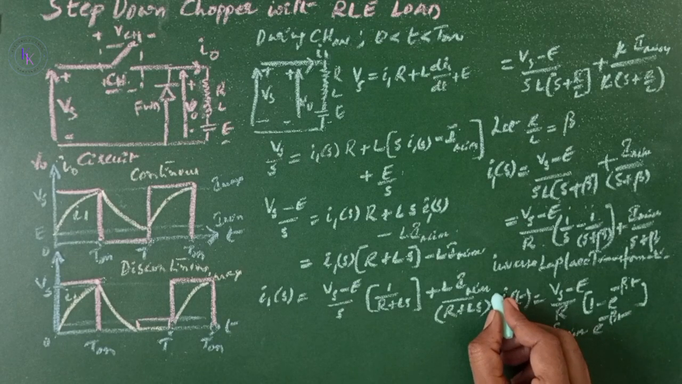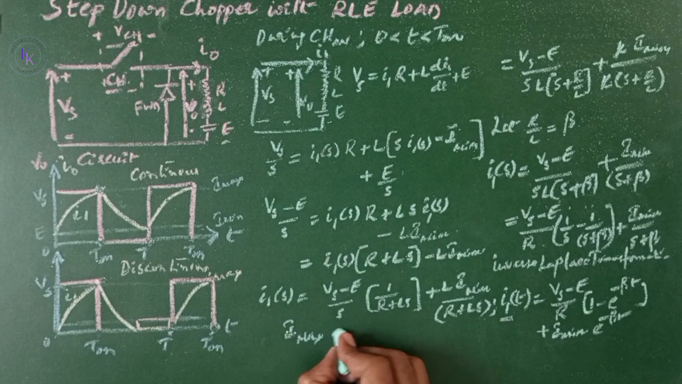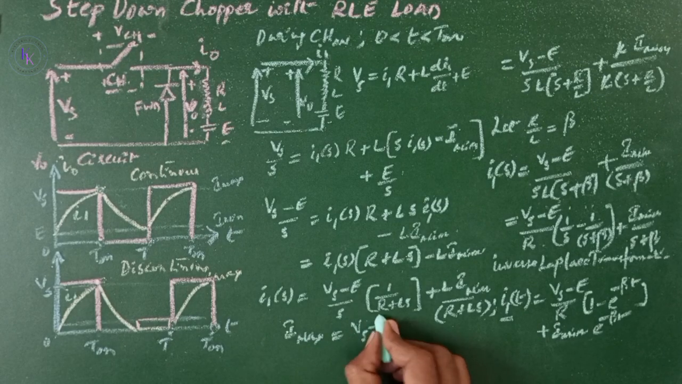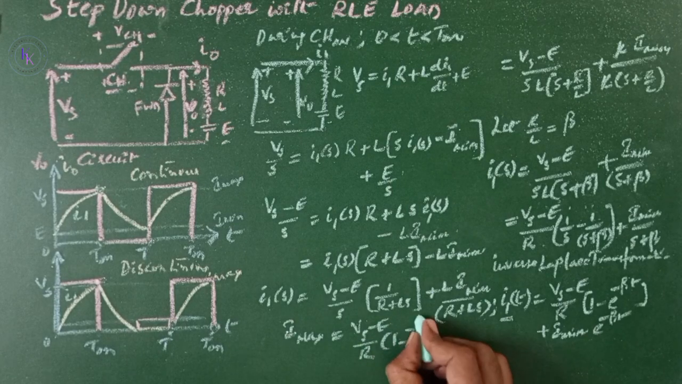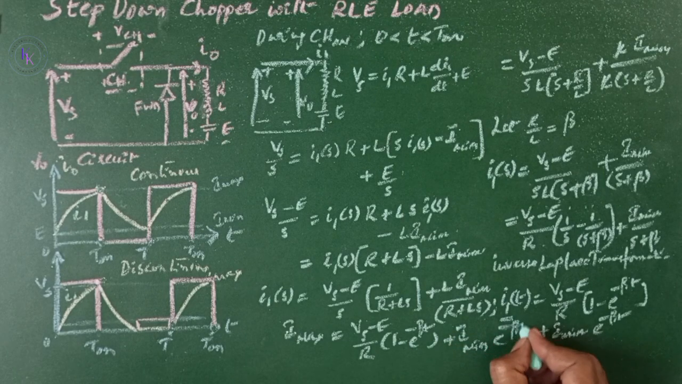So in this equation, at t equals t on, the I of t value is I max. I max equals Vs minus E divided by R of 1 minus e to the power of minus beta t on, plus I minimum of e to the power of minus beta t on. Let this be equation number 1.